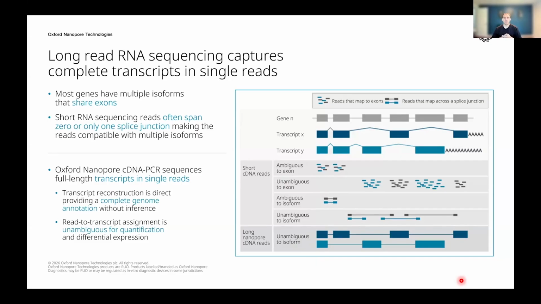It also makes read to transcript assignment less ambiguous, supports more confident isoform level quantification because we're not trying to guess where each read falls into, and also really enables a lot of information for novel isoform discovery because presumably we're going to have the whole transcript there.